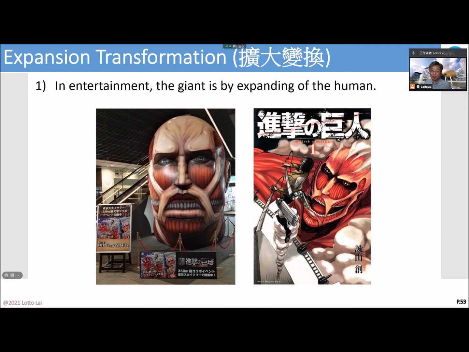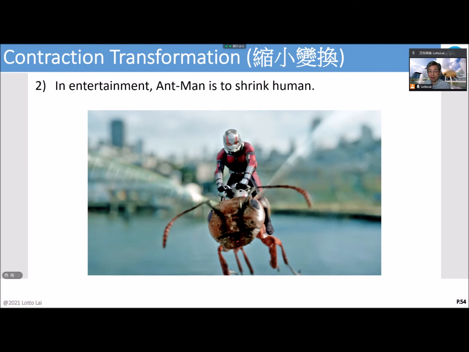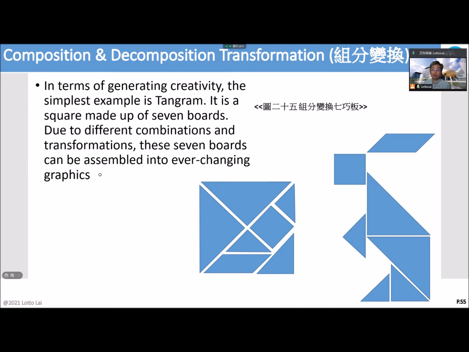Expand function: Comet is very famous. Now the giant is an expansion. A human becomes a very big giant. Another one is the reverse, contraction. A human becomes very small, like an ant-man. So it is another transformation we understand. Composition and decomposition: we have this very famous 7 blocks, called a tangram. It's for creativity. We have only 7 blocks, and different combinations form different figures.